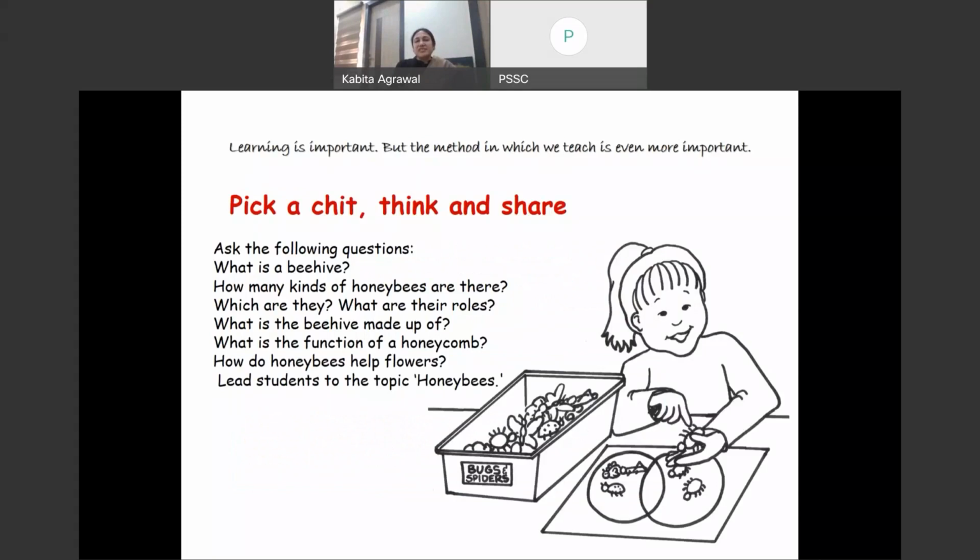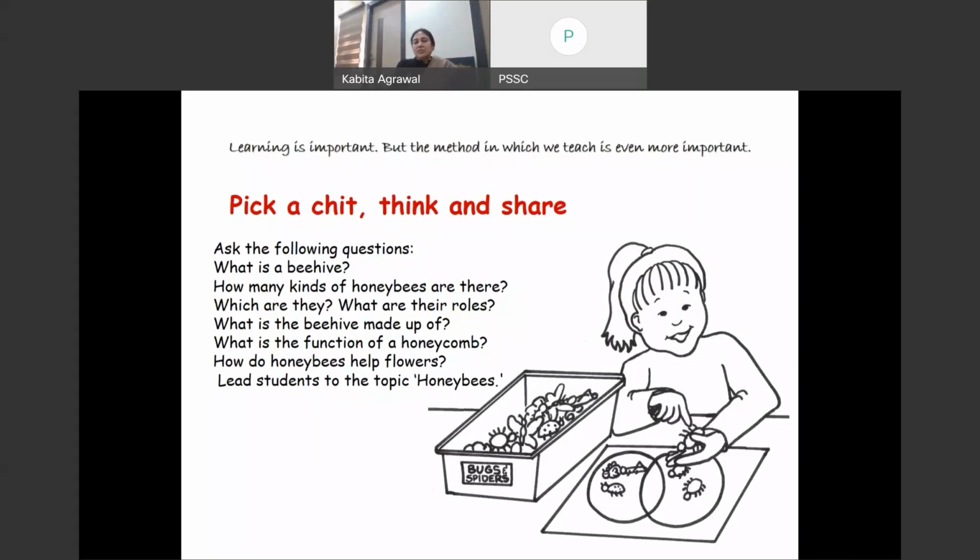This was much interesting. Okay, pick a chit, think and share. So you can plan a lot of chits and put them in a box or in a tray, and there could be questions or statements which could be shared with children, and children even can be a part of it, where students can be asked to share their ideas.